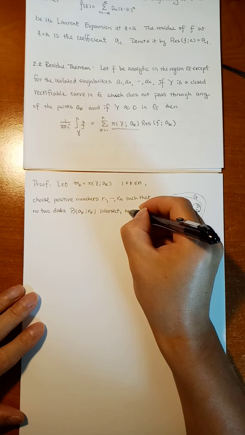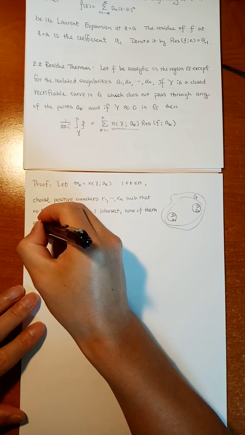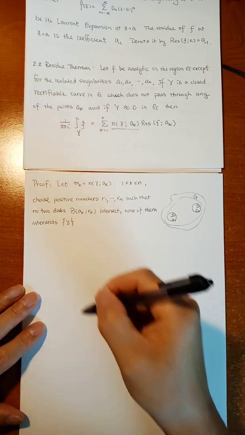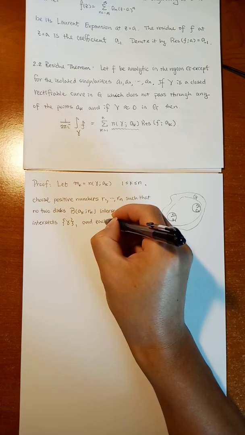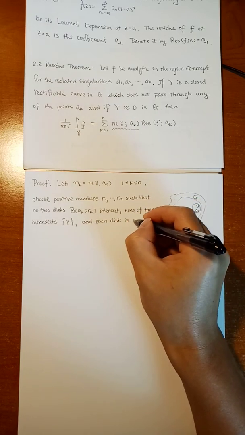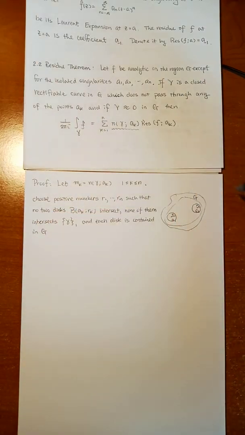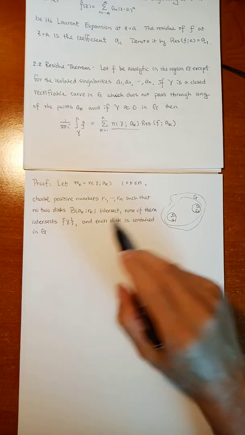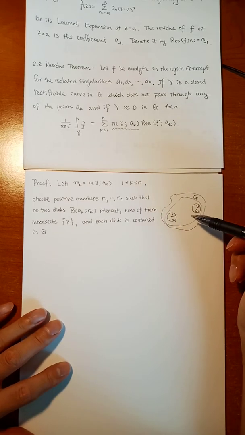None of them intersects gamma, and each disk is contained in G. So you cannot draw a huge disk. Of course, if it's a huge disk, it will not intersect gamma, but it's not inside G, so it's not allowed. We just assume it's very, very tiny.